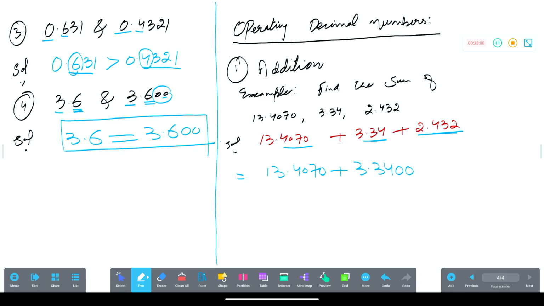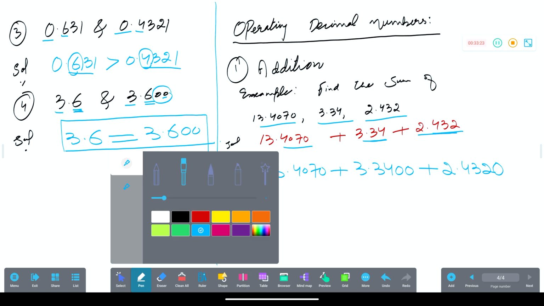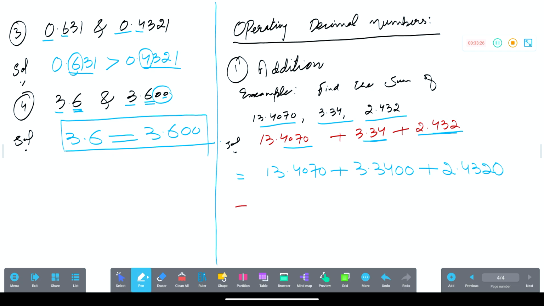I have told you adding zeros to the right extreme side of the decimal part will not make any difference. Plus 2.432 and adding this with 0 as well, 1 more zero to make the number of digits of the decimal part equal to 4. Why? Because the maximum number of digits of the decimal part in these 3 numbers is 4. Now carrying on the usual addition, starting from the right extreme side, the first place. It is 0 here, 0 here, 0 here. So 0 plus 0 plus 0 is 0.